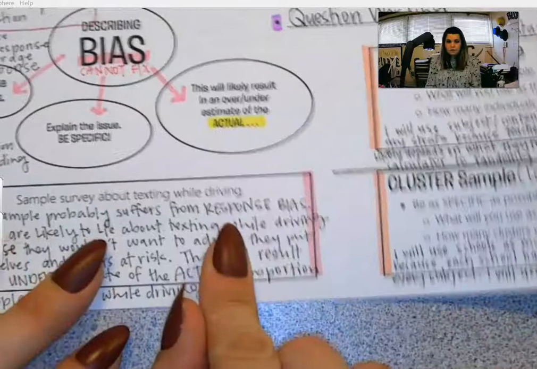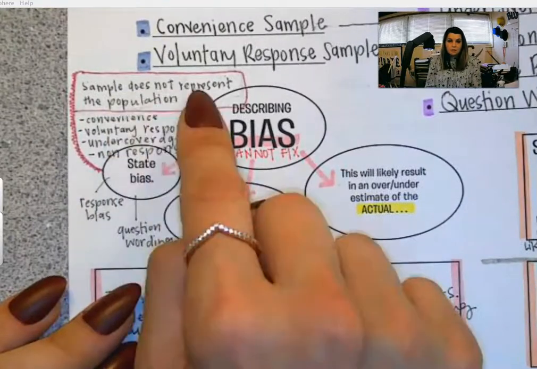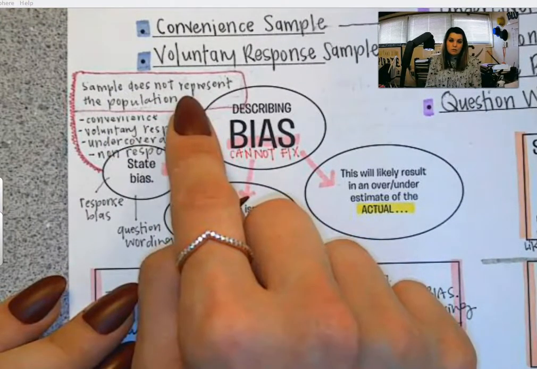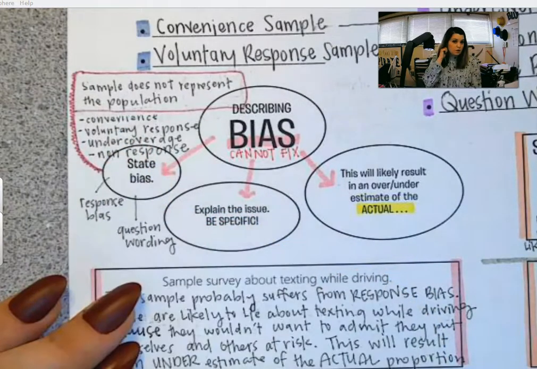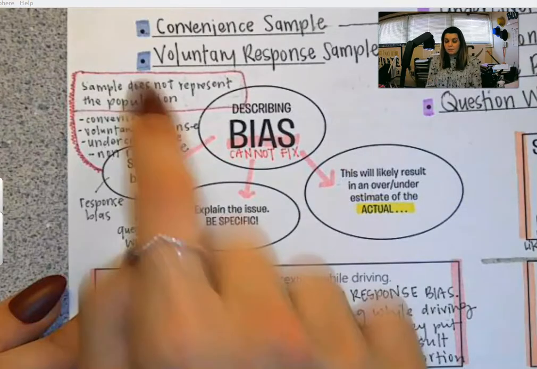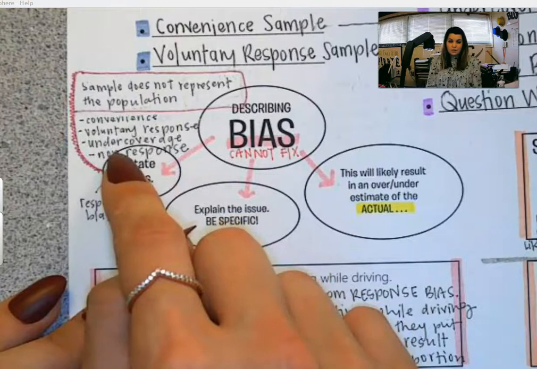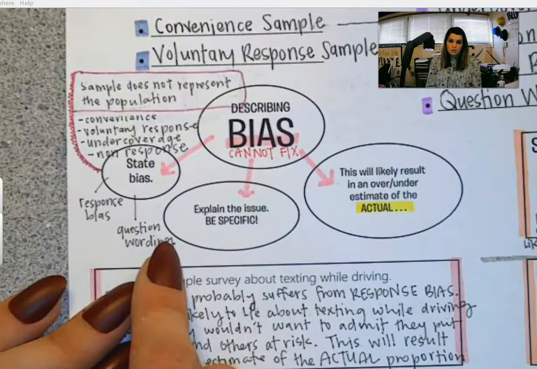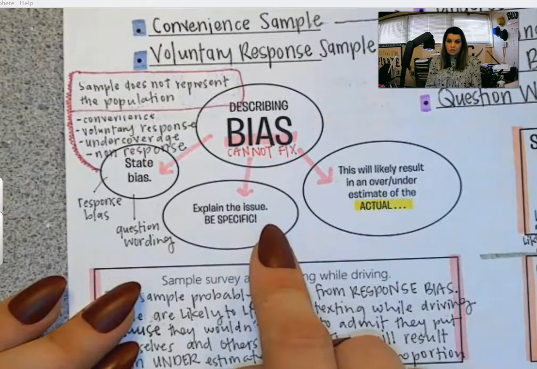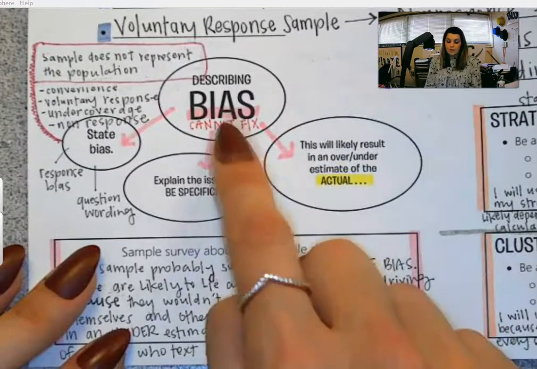Bias. So state your bias. Either the sample does not represent the population, and you get that from convenience, voluntary response, undercoverage, non-response. So bias happens when the sample does not look like the population, and that happens when you have these four things, or you have response bias, or you have question wording. Explain the specific issue, tell the direction of the bias. Remember, you cannot fix bias.